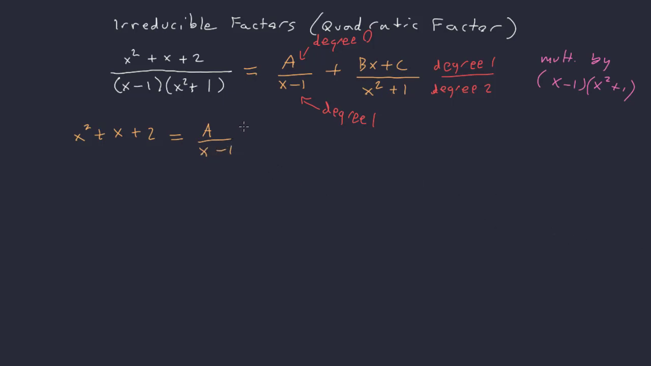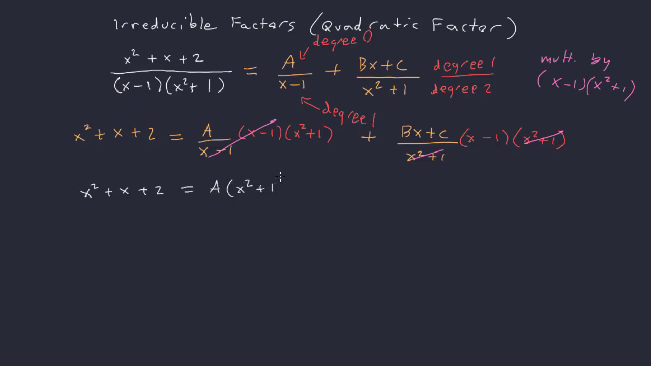All right, it'll be a over x minus 1 times x minus 1 times x squared plus 1. So the x minus 1's cancel. Then it will be plus bx plus c over x squared plus 1 times x minus 1 times x squared plus 1, and here the x squared plus 1's cancel. Okay, so we're left with x squared plus x plus 2 is equal to a times x squared plus 1 plus bx plus c times x minus 1.